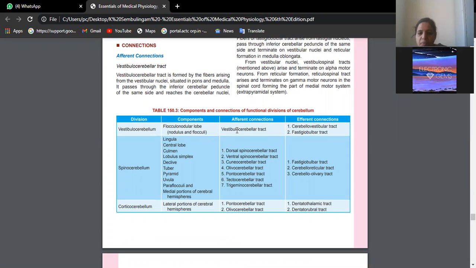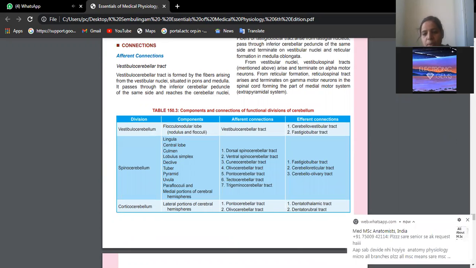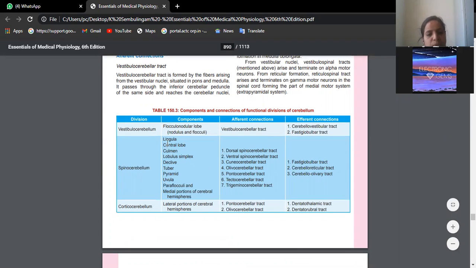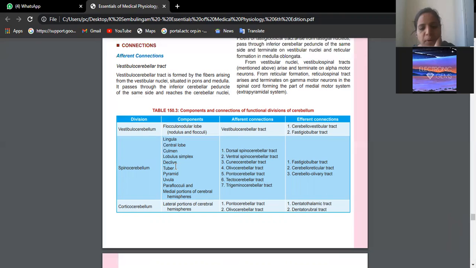It has afferent connections like the vestibulocerebellar tract. That means from the vestibular apparatus, that tract is coming to the cerebellum. From the cerebellum, it is going to and fro. The fibers are in two directions: cerebello-vestibular tract and fastigio-bulbar. That means this particular part of cerebellum is chiefly concerned with the mechanism of equilibrium. Then we have this spinocerebellum. These are the components, what we have just seen with three different colors, pink, blue, and so on.